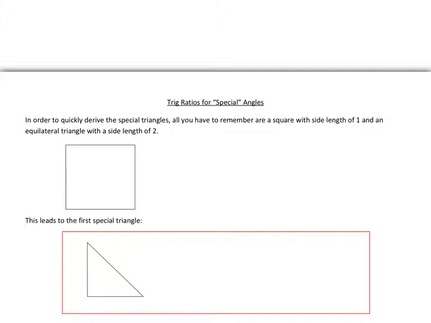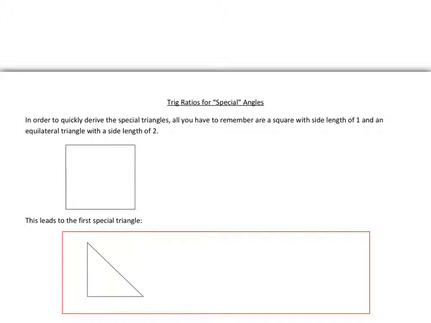Now to start off, I'm going to show you a very quick and easy way to derive the special triangles in the event that you forget the lengths of the sides required. In order to quickly derive the special triangles, all you really have to remember are a square with a side length of 1 and an equilateral triangle with a side length of 2. And now I'm going to show you what I mean by that.